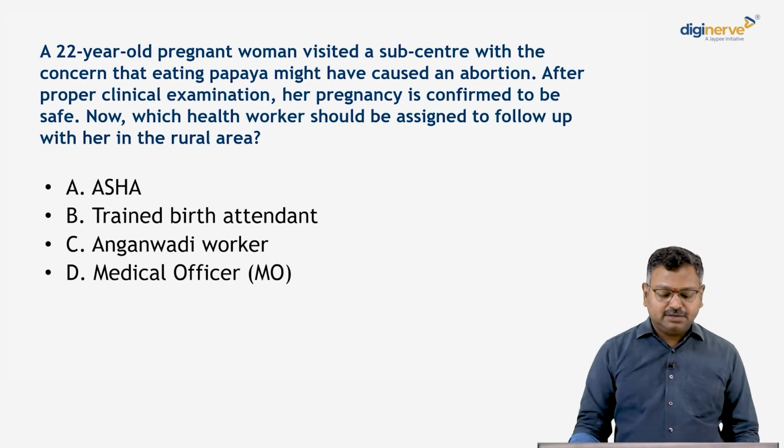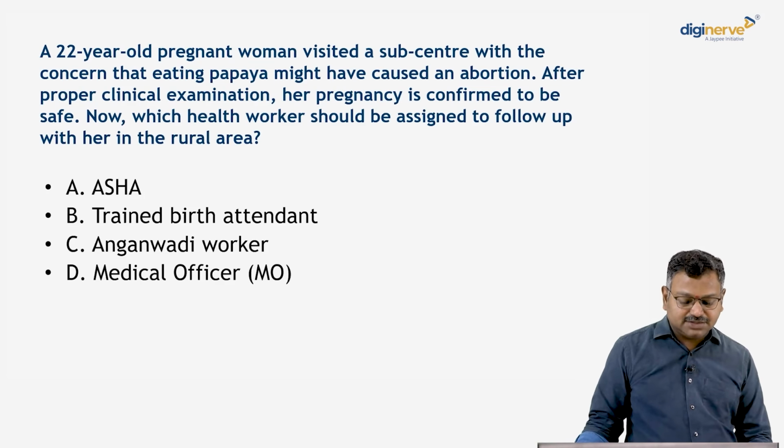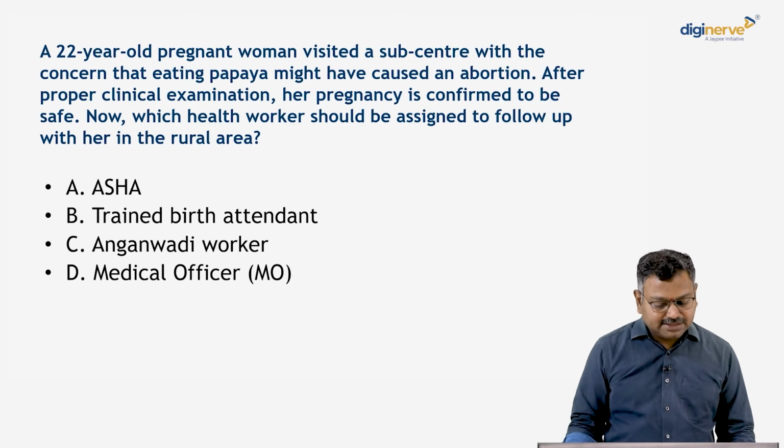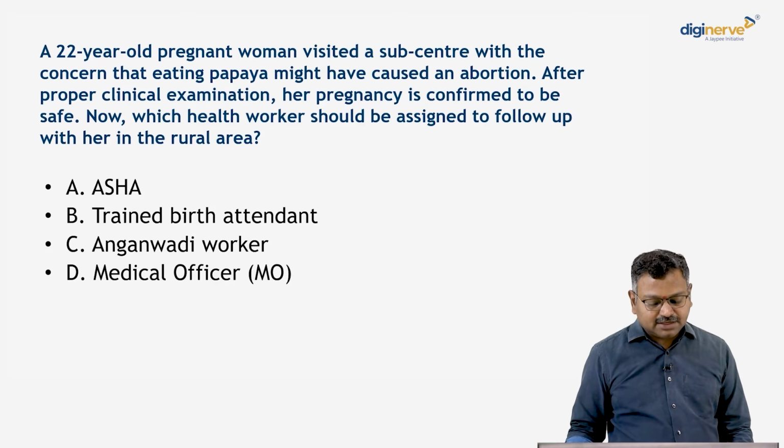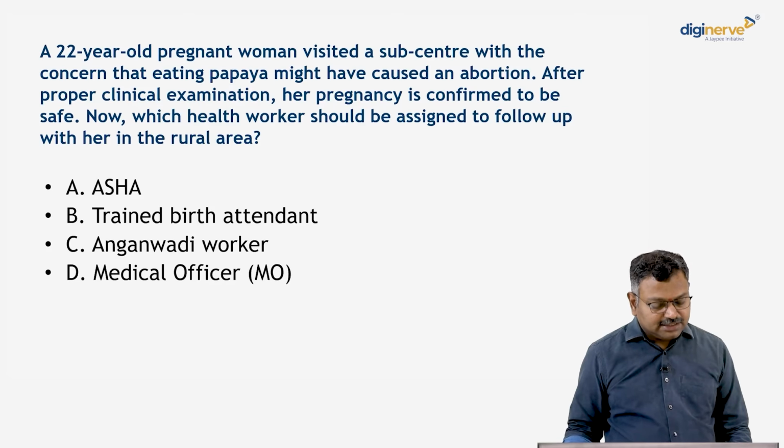A 22-year-old pregnant woman visited a sub-center with concerns that eating papaya may have caused an abortion. After proper examination, her pregnancy was confirmed to be safe. Now, which health worker should be assigned to follow her up in a rural area? ASHA, TBA, Anganwadi worker or the medical officer?